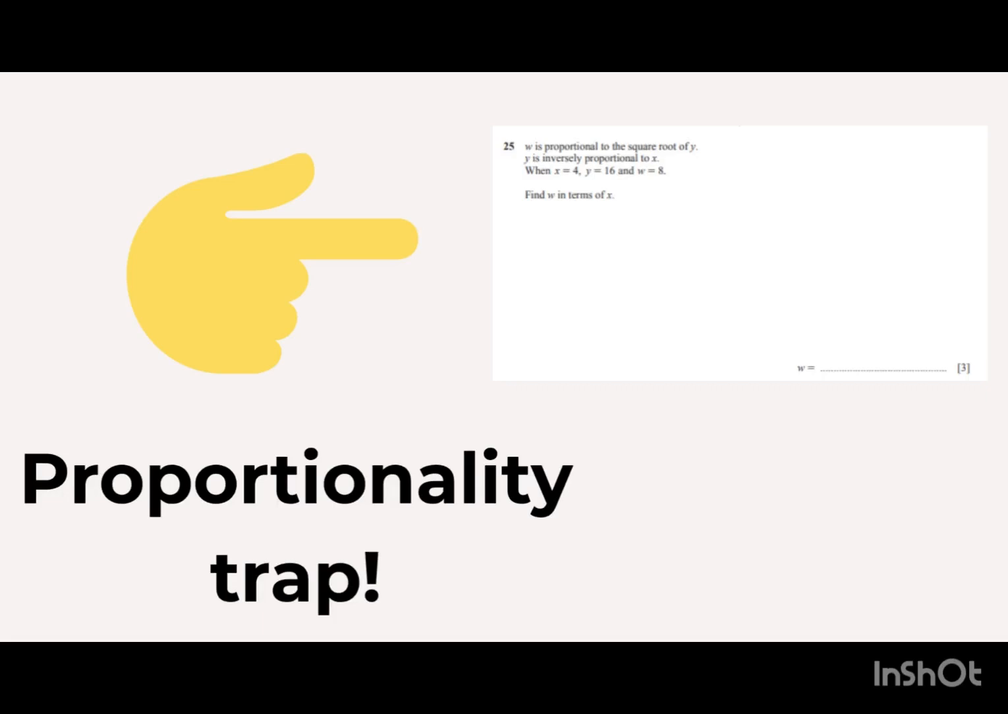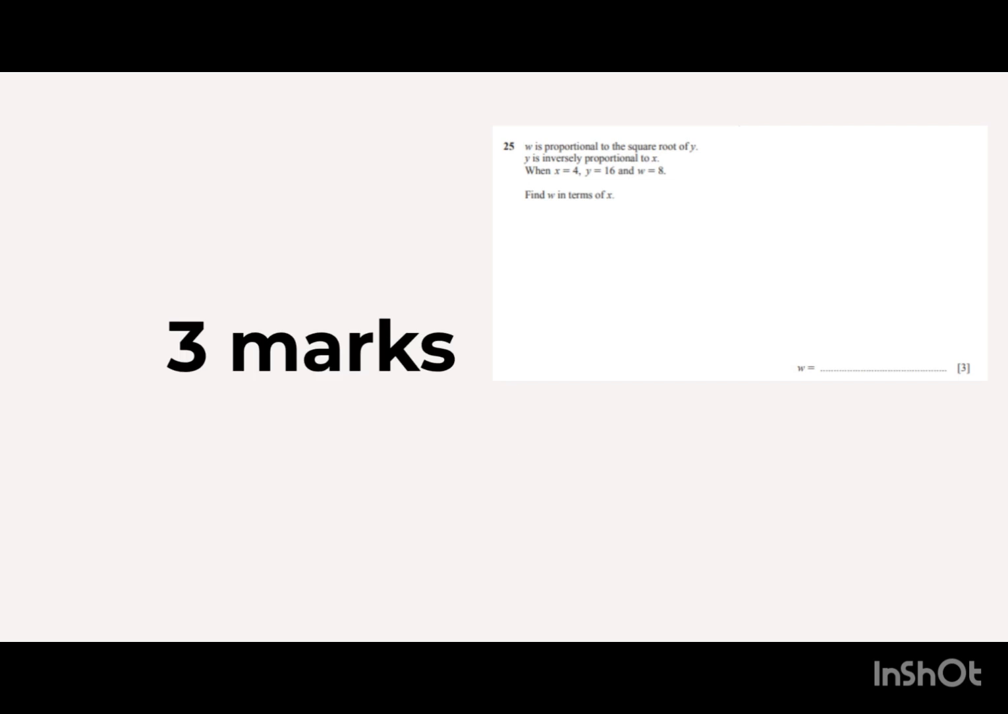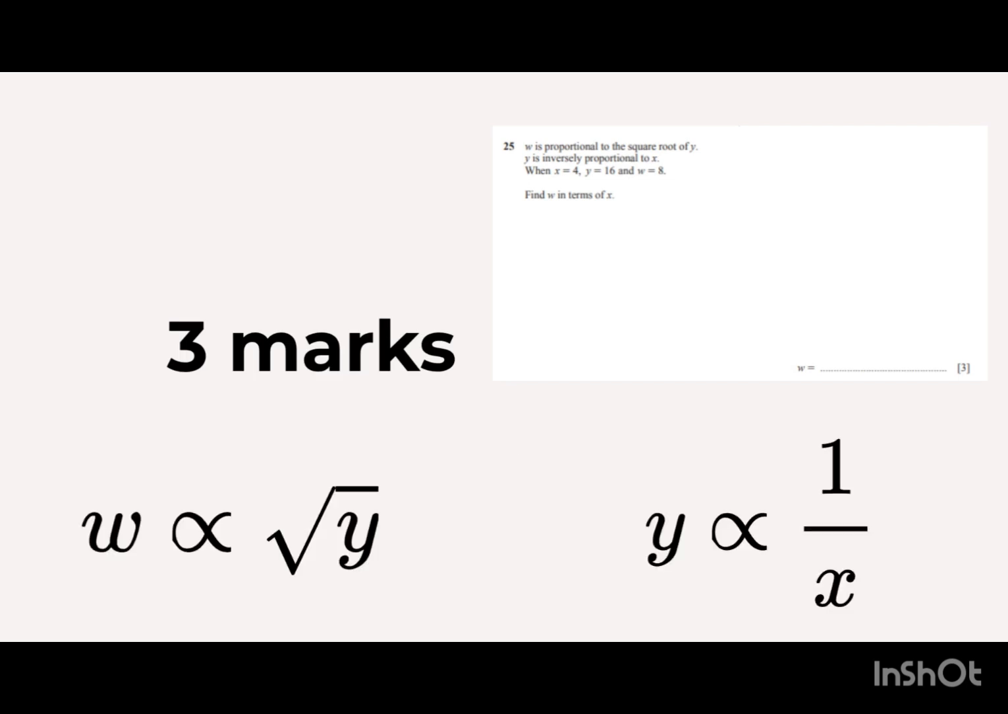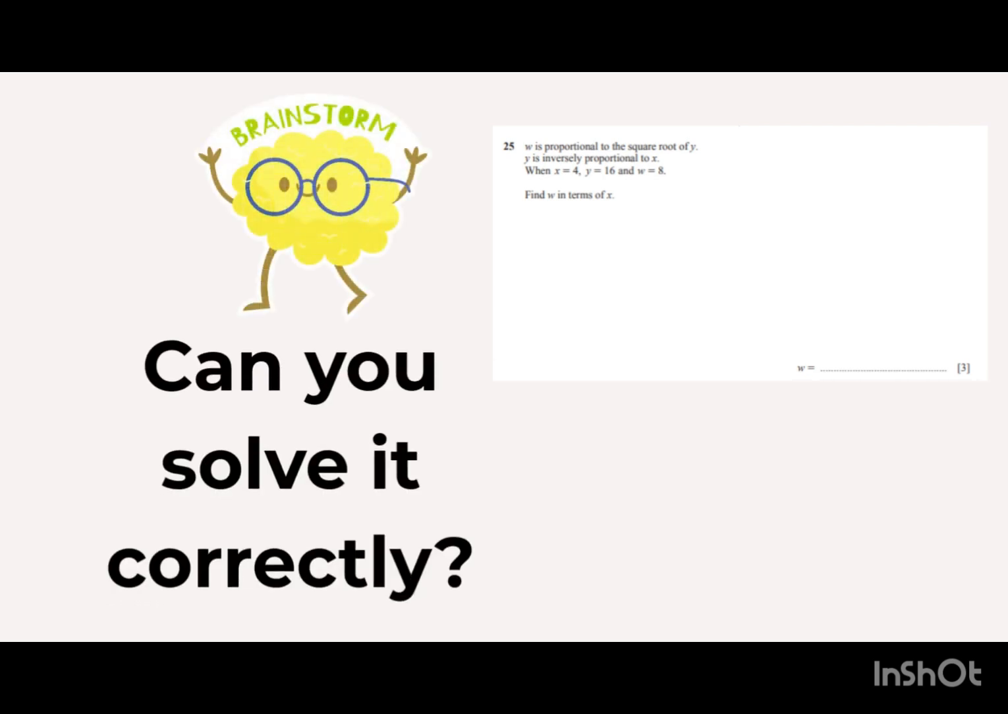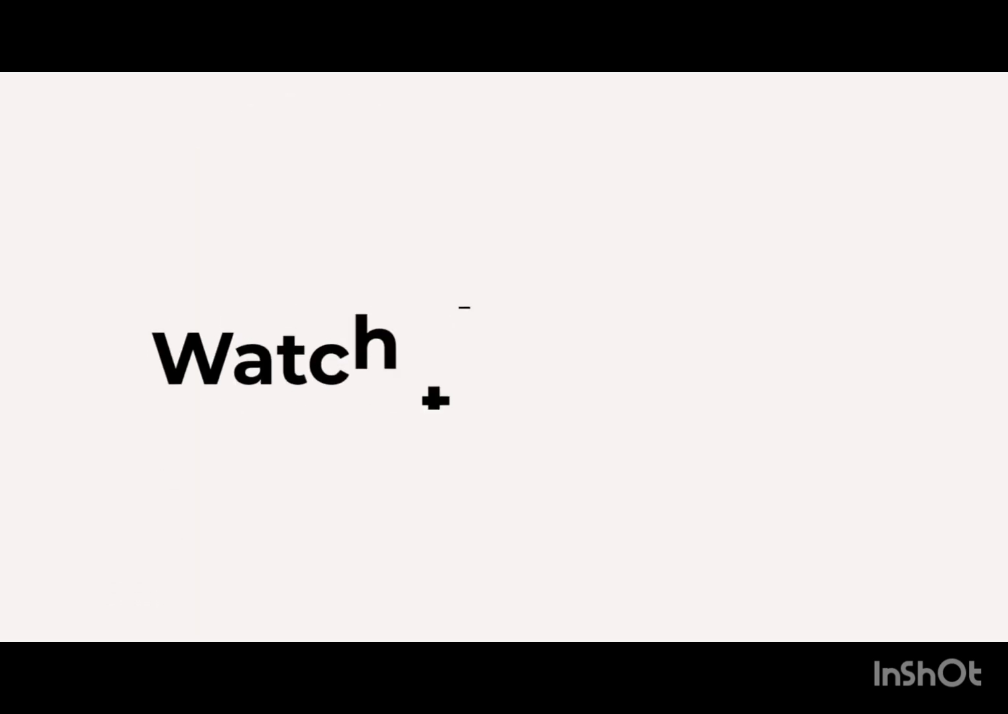This paper 2 question of proportionality can give you panic if you don't understand the actual method. You will lose 3 marks if you get confused between two given proportions here. You need to find the constant of each separately. Try it out and see how easy it is. Watch the video till the end to solve the paper with me. You will learn some easy tricks too.